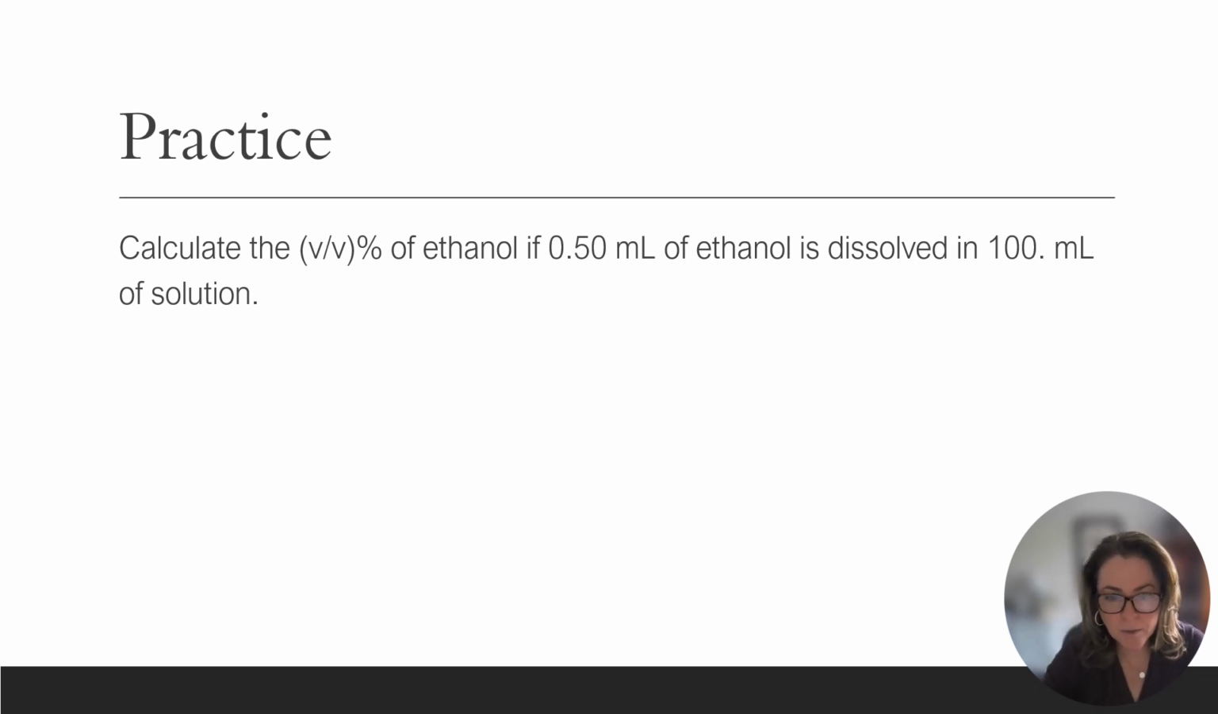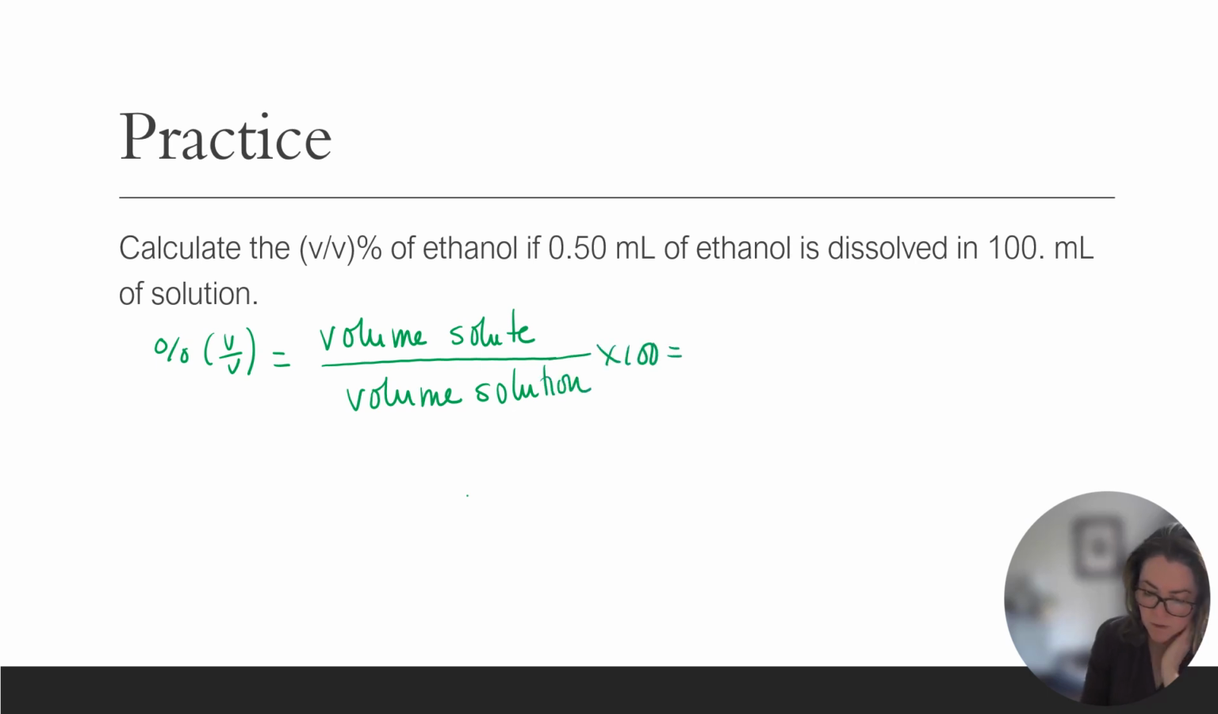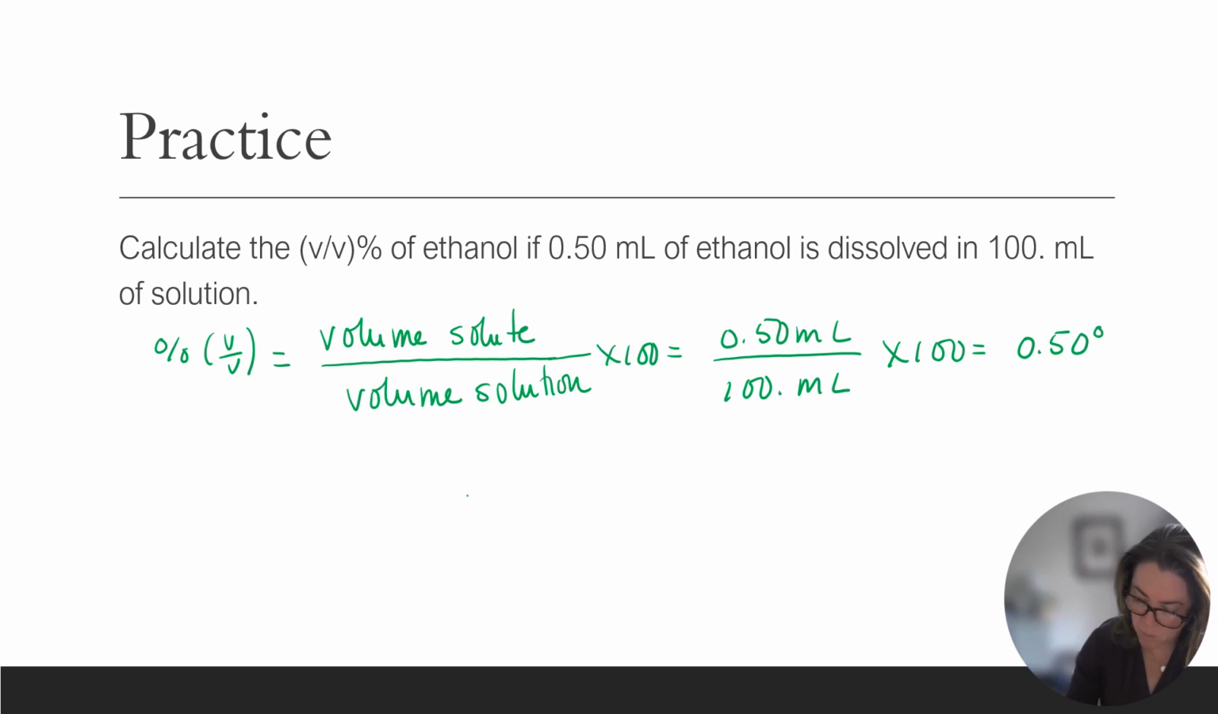All right, let's do a practice problem for one of these. So here we want to calculate the percent of ethanol if ethanol is dissolved in 100 mils of solution. So I have percent volume, and this is equal to the volume of the solute, in this case the ethanol, over the volume of the solution, and again, times 100. So I'm going to take my 0.50 mils, divide it by 100 mils, times 100, and I get 0.50% ethanol in that solution.